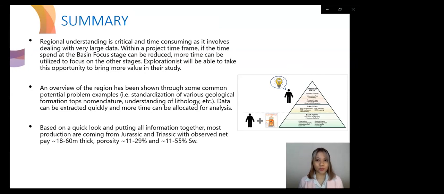As we have gone through each potential problem that I listed at the beginning, you may have seen an overview of the Bonaparte Basin and have understood how some elements like lithology, minerals, pressures are distributed across the basin. Based on a quick look and putting some pieces of information together, we can see that most production are coming from Jurassic and Triassic, with observed net pay of 18 to 60 meter thick, porosity about 11 to 29%, and 11 to 55% of water saturation.